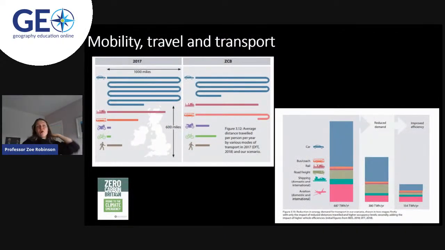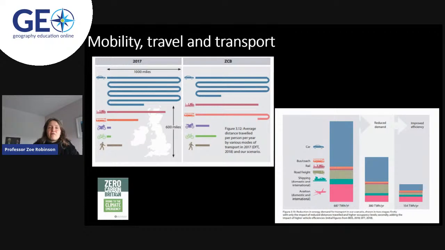Energy, of course, also involves mobility or travel and transport. And this is, again, a finding from the Centre for Alternative Technology Zero Carbon Britain report. And this shows differences between 2017 and a Zero Carbon Britain future, where we majorly reduce the amount of miles being driven by car, and we increase the miles being carried out by public transport, more by motorbike rather than car, more by cycling, a bit more by walking. So we need to change our mobility and our transport and travel infrastructure.